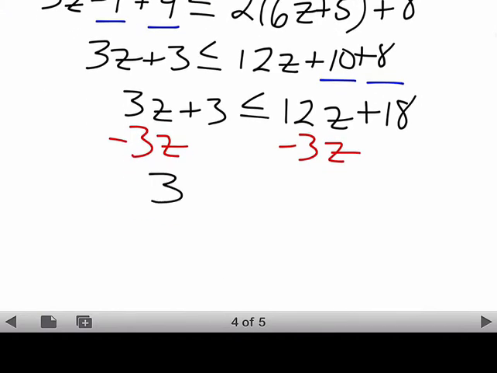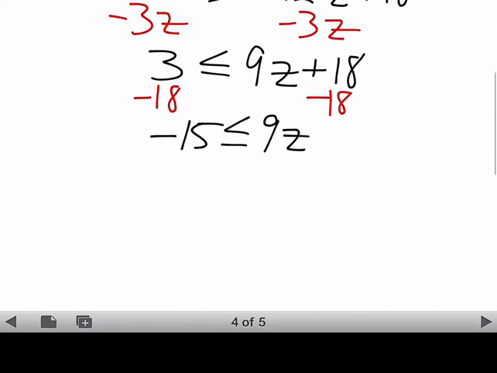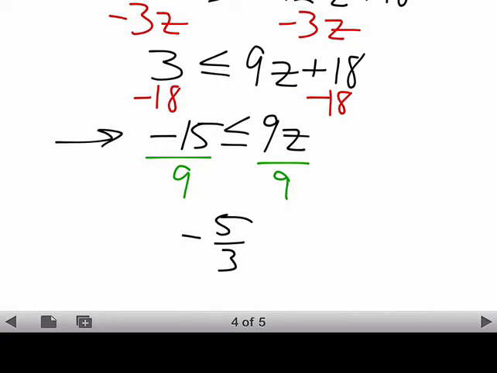On the left-hand side, we are left with just 3, and then we have less than or equal to 9z plus 18. Now I'm going to subtract 18 from both sides. We get negative 15 is less than or equal to 9z. This may feel a little weird, but we'll see how to deal with this in just a moment. Now when I divide by 9, it's a positive 9. And when I reduce, I have negative 5/3 because 3's will divide out in the numerator and denominator, is less than or equal to z.